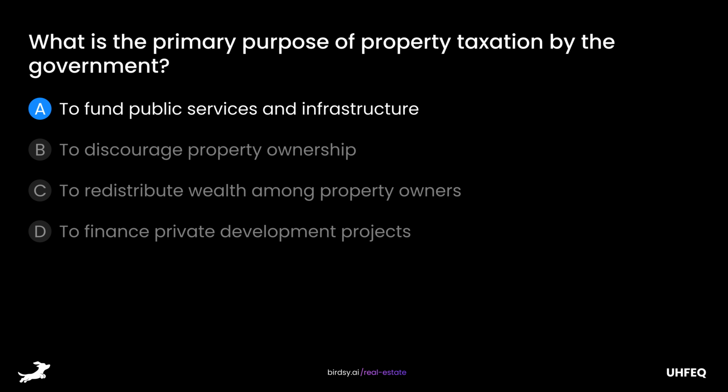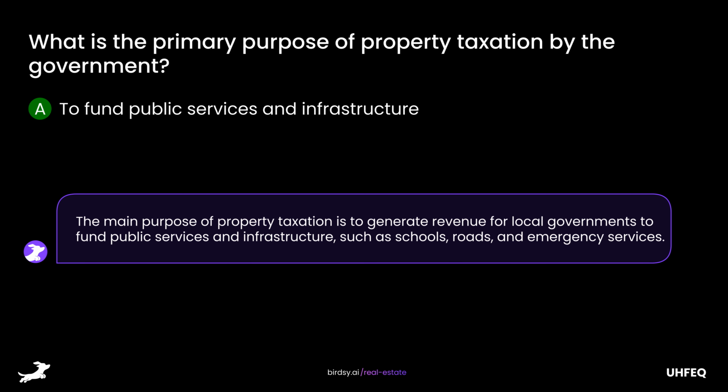Is it A, to fund public services and infrastructure, B, to discourage property ownership, C, to redistribute wealth among property owners, or D, to finance private development projects? The answer is A, to fund public services and infrastructure. The main purpose of property taxation is to generate revenue for local governments to fund public services and infrastructure, such as schools, roads, and emergency services.